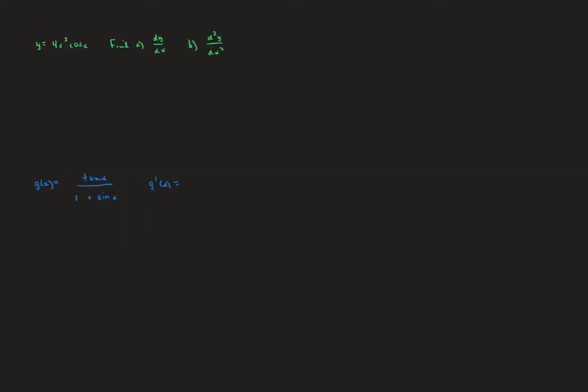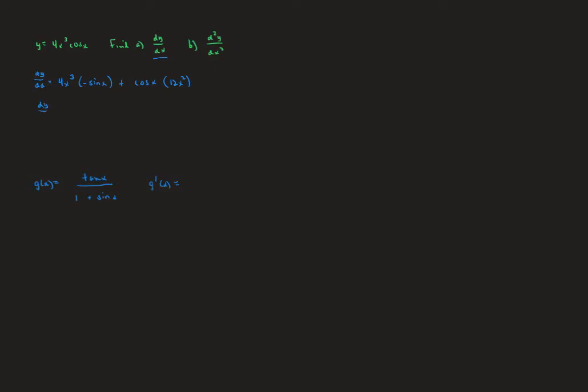Let's go to the next panel here. So now we have y equals 4x to the third cosine x. And remember, this is our Leibniz notation for the first derivative. So to find dy dx, we're going to use our product rule. So we have the first, 4x to the third, times the derivative of the second, which is a negative sine x, plus the second, cosine x, times the derivative of the first, which is going to be 12x squared.